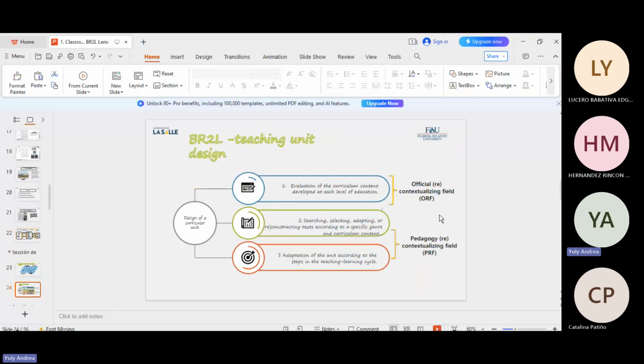It's something that we cannot just avoid. We can align with that, so we need to know which are the topics that we need to cover in the suggested curriculum. And based on that, we can develop our curricular units. So the first thing is to evaluate the curriculum content that is suggested in the suggested curriculum. After that, you need to select the appropriate text. And finally, you need to do some kind of adaptation to the unit.